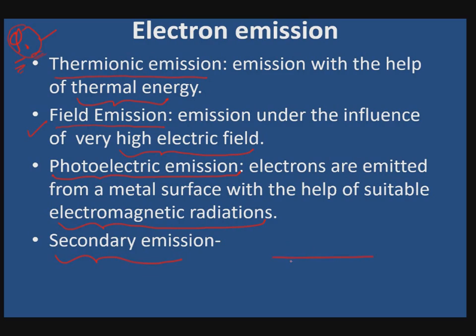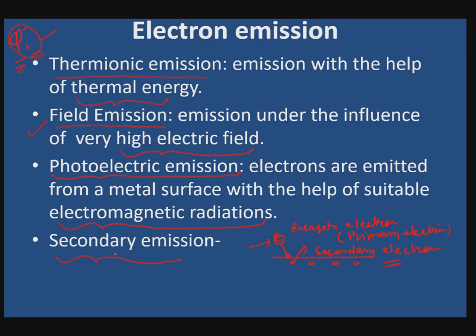If I talk about this metal surface, these are some electrons near the surface of the metal, and there is a fast moving electron made to hit upon it. It is an energetic electron, which is called the primary electron. When it strikes this electron with a very high kinetic energy, that electron is emitted out. This electron is called the secondary electron, and this emission is called secondary emission. So this is what secondary emission is.